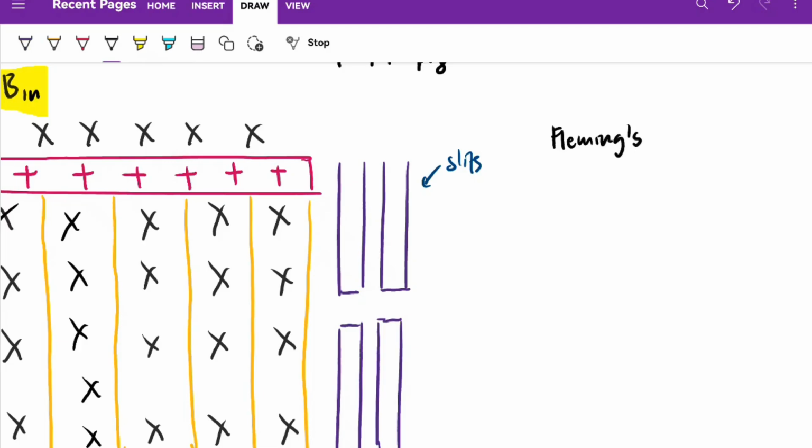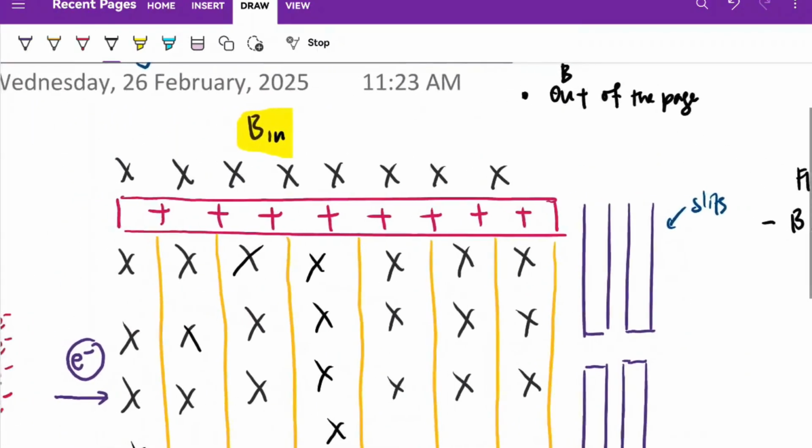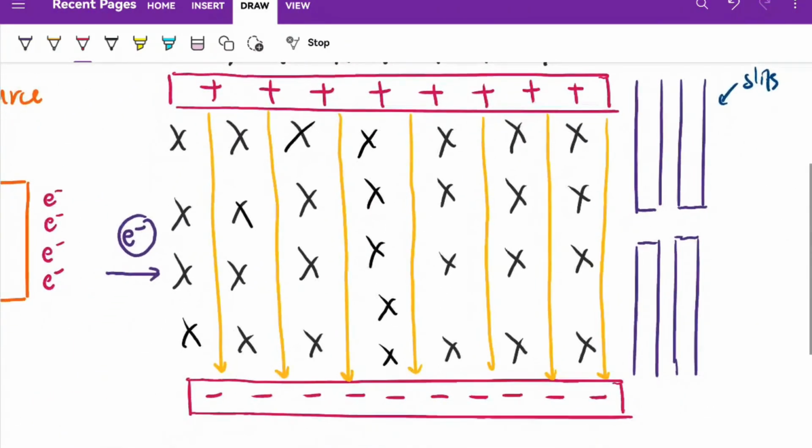Fleming's left-hand rule you can use when you are provided with a magnetic field and current and you want to produce a force. So in this case, we are provided with a magnetic field here. We are provided with current. Wait, where is the current? We don't have current here though. Can we find it? Of course we can.